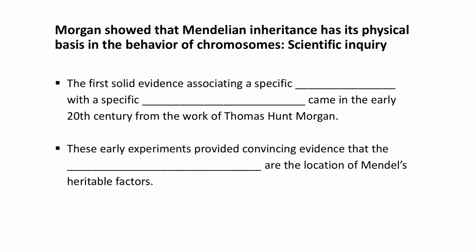The first solid evidence associating a specific gene with a specific chromosome came in the early 20th century from the work of Thomas Hunt Morgan. These early experiments provided convincing evidence that the chromosomes are the location of Mendel's heritable factors. So we're starting to be able to put pieces of the puzzle together, seeing that these genes don't just randomly float, that they are associated with chromosomes, and then chromosomes are going to be the location of Mendel's heritable factors.